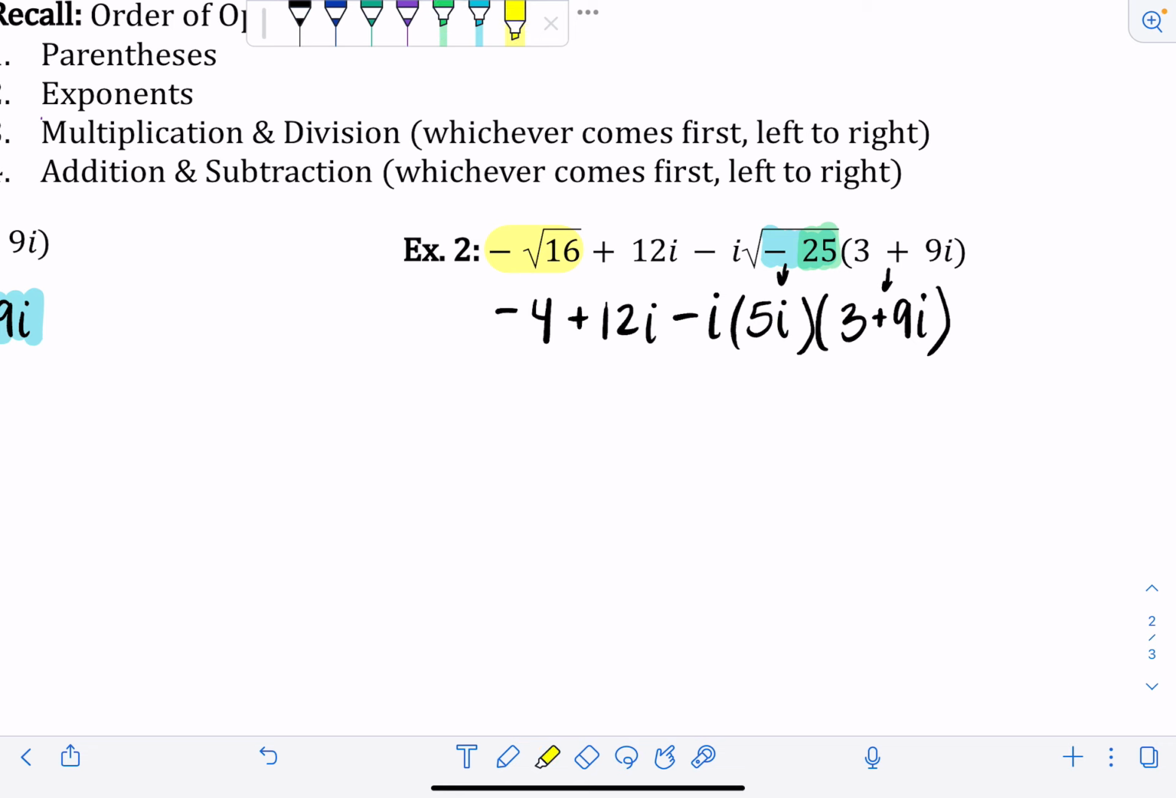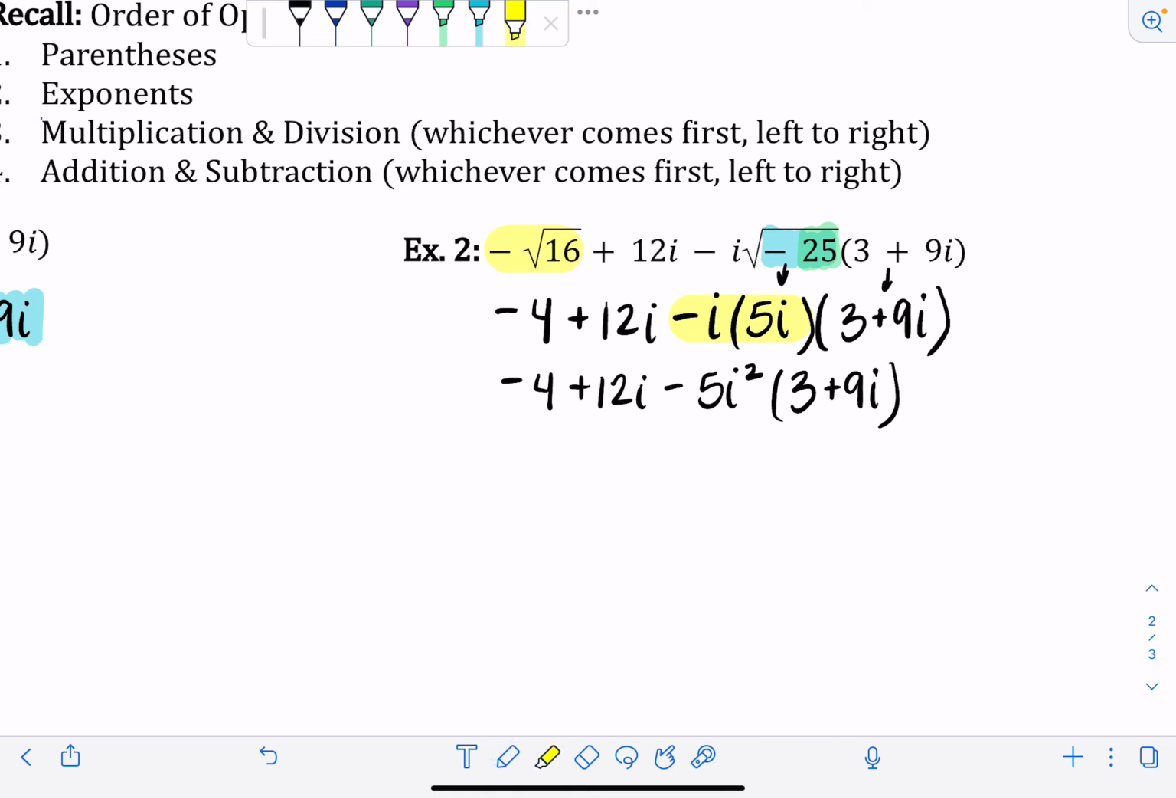Okay, and then this is technically all multiplication, so I'm just going to keep simplifying from left to right. I'm just going to copy down my negative 4 and then plus 12i, and then from left to right, this is negative i times 5i, so I'm going to say it's negative 5i squared. So this becomes negative 5i squared, right? The negative times the positive stays negative, and then the 5 becomes the coefficient out in front, and i times i is i squared. And then I'm just going to copy down this 3 plus 9i.